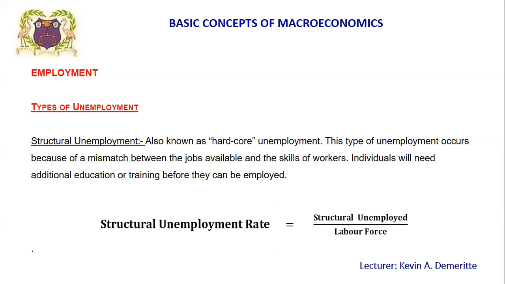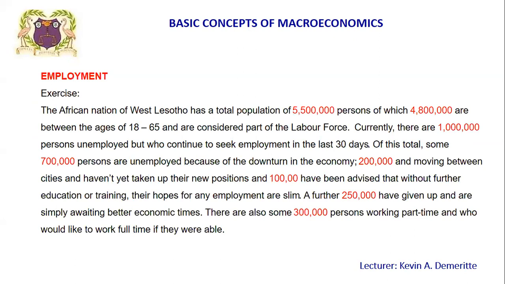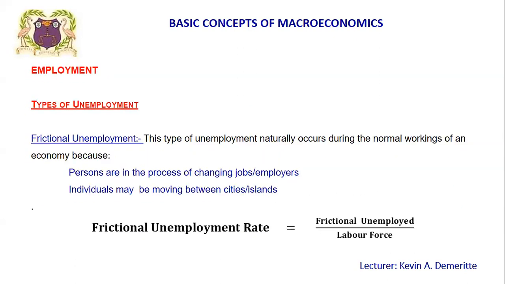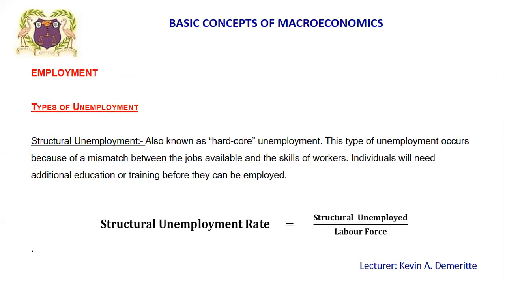Structural unemployment, hardcore unemployment. To calculate this rate: the number of persons who are structurally unemployed divided by the labor force. What proportion of the labor force is considered structurally unemployed? So those are the three types of unemployment: cyclical unemployment, frictional unemployment, and structural unemployment.